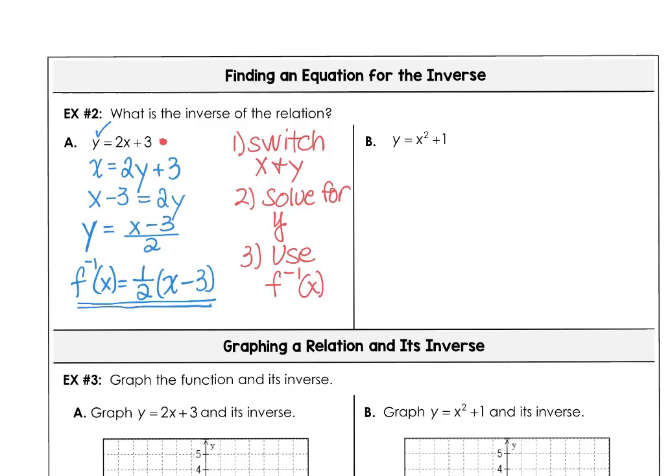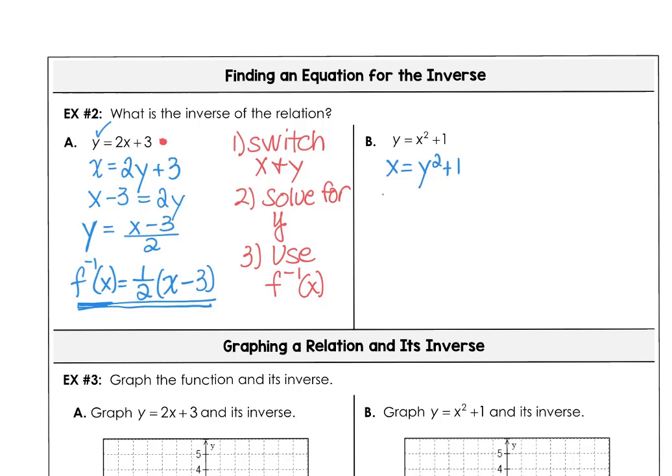In example B, we've got something different. So we're still switching the x and the y, but this is like our exploration. We've got a parabola, and the parabola is a function to start off with, but when we get to the inverse, it's going to be just a relation, and we won't be able to use inverse notation like over here in example A. So let's solve.